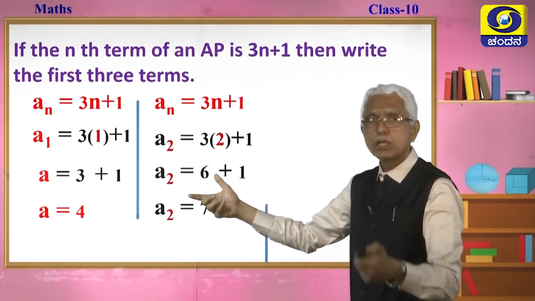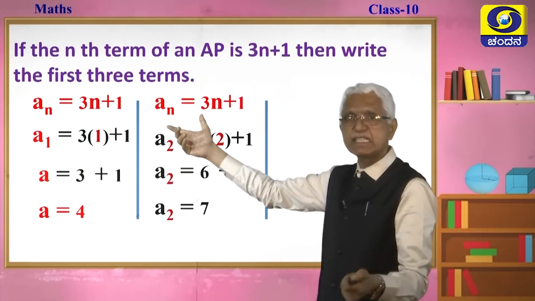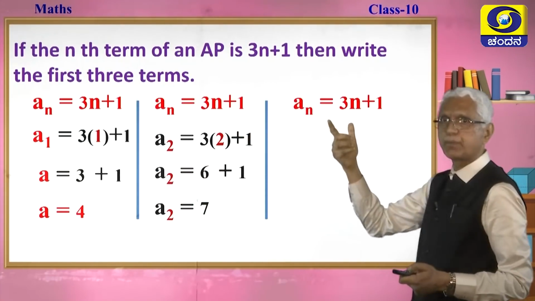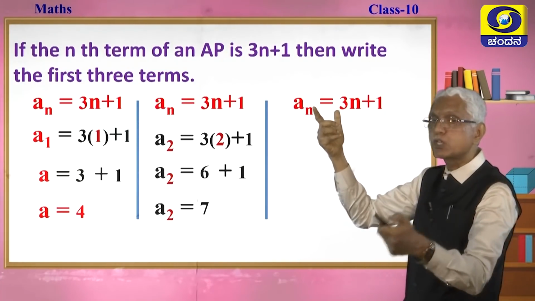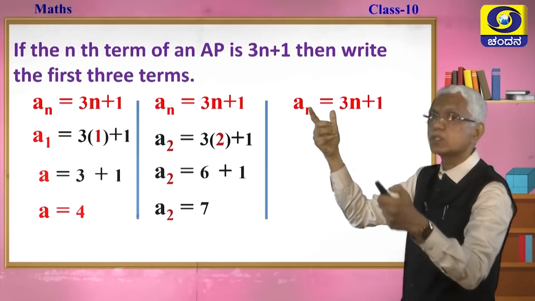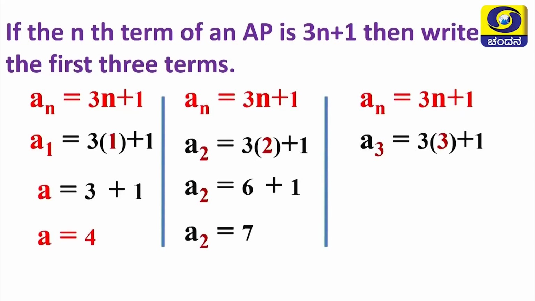What else do you want? You want the third term. How will you start? Write the general form. What is it? An is equal to 3n plus 1. Now you want the third term, so in place of n you should substitute 3. Please watch. A3 is equal to 3 into 3 plus 1, that is 9 plus 1 is equal to 10. So these are the first 3 terms.